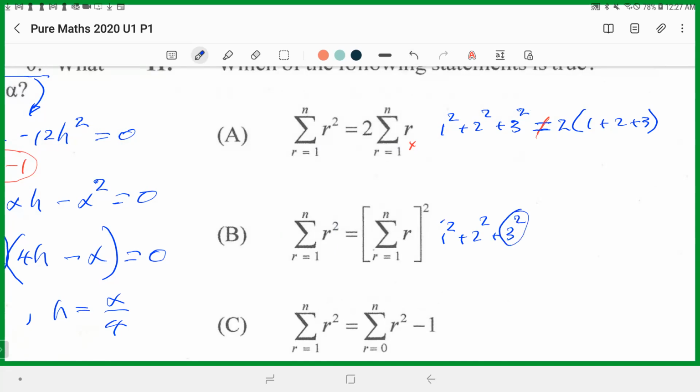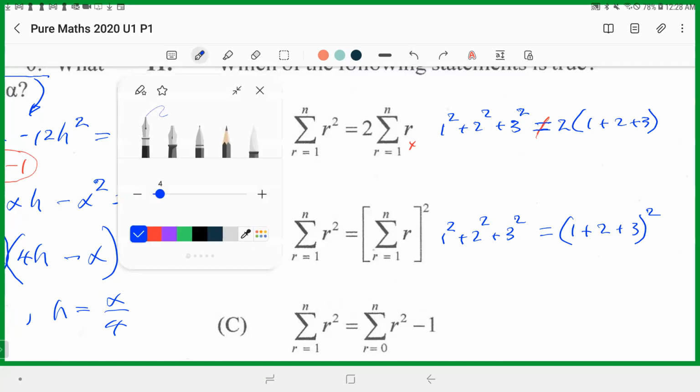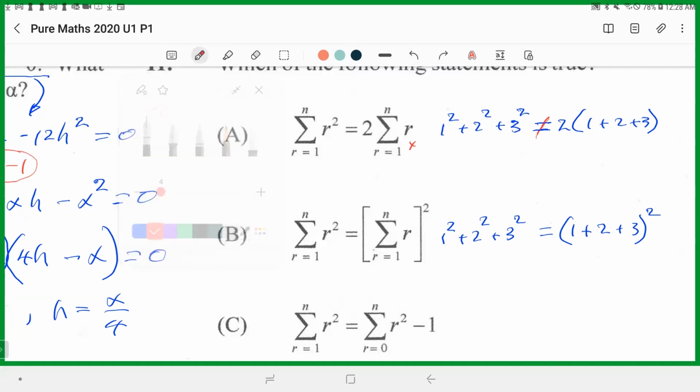This is 9 and 1, 10 and 4, 14, right? What is this side equal? It will be equal to 1, 2, 3, 1, 2, 3, 1, 2, 3, 1 plus 2 plus 3, all squared. Sum of r, all squared. Again, they're not equal. And this is 9 squared, which is 81. And this is 14. Right? So again, this is not equal. So that also is not the answer.